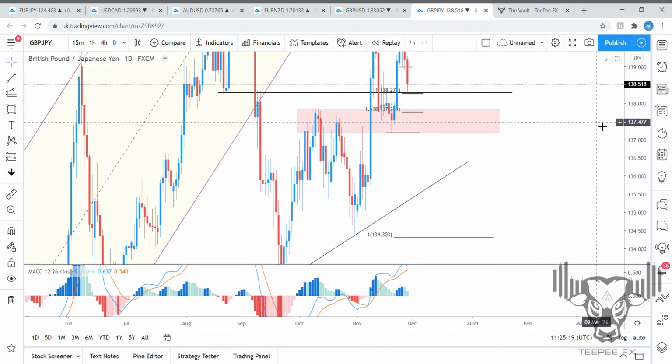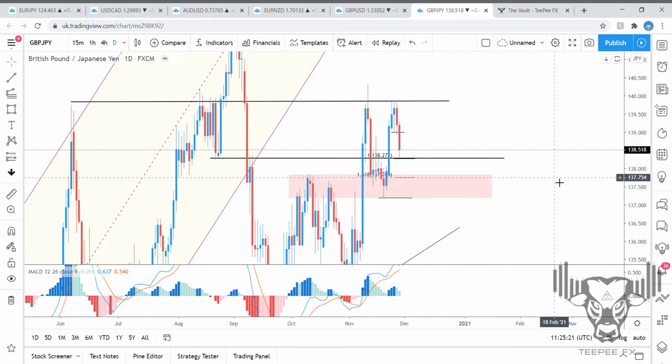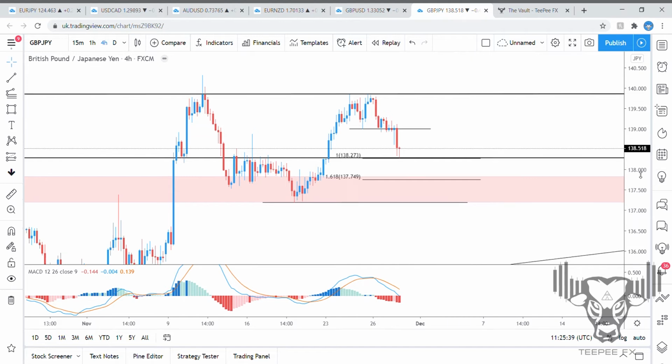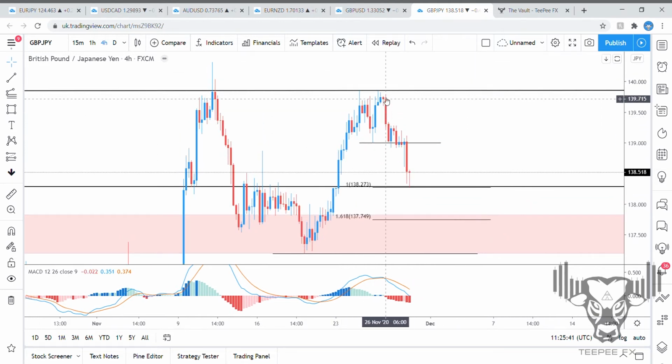So for me, I want to see the 1618 taken at 137. I then want to see the neckline of the day view double top taken out at 137. So as I say, I'm already in this trade from up here, which, as we've already looked at, was taken on the break and retest of the neckline of this double top just here.